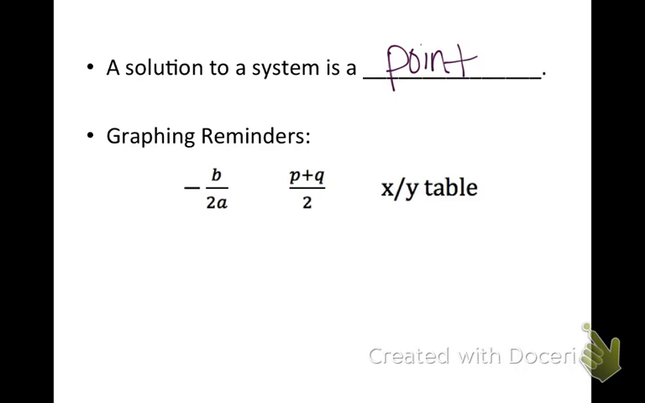So anytime you write your answer, you need to make sure it's in a point, x comma y. And I have a couple of graphing reminders here. If we have standard form, so if it's in ax squared plus bx plus c equals 0, you're going to use negative b over 2a to find your vertex. If it is in intercept form, so x minus p and x minus q, you're going to use p plus q over 2 to find your vertex. And we're going to also be using x, y tables to find points.